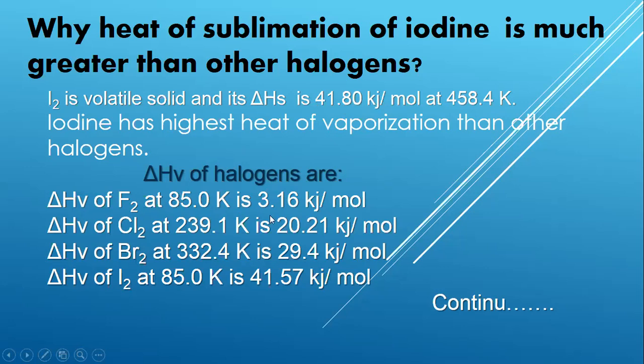We can show the data: ΔHvap for fluorine at 85 Kelvin is 3.16 kilojoule per mole. Chlorine at 239.1 Kelvin shows 20.21. Bromine at 332.4 Kelvin has ΔHvap of 29.4 kilojoule per mole. Iodine at 458.4 Kelvin has ΔHvap of 41.57 kilojoule per mole. From this data, you can see that iodine has the maximum ΔHvap value as compared to fluorine, chlorine, and bromine. Why is this so?